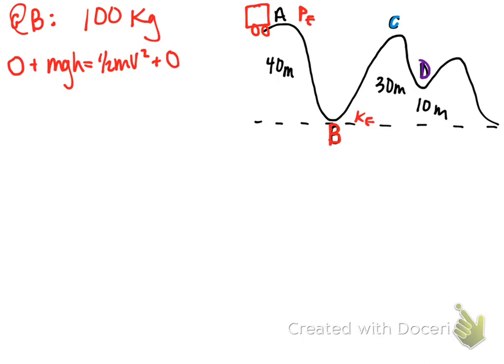At point A, we've got all potential, which on this side is the before, that's point A. This side is after, which is point B. Okay, so we'd say 100 times 9.8 times the height. Okay, we said our cart has a mass of 100 kilograms.